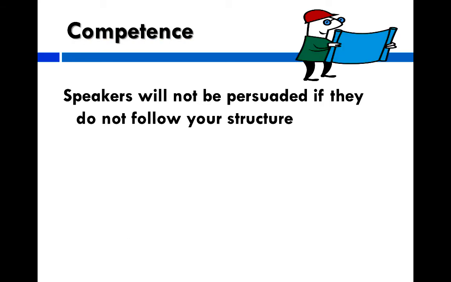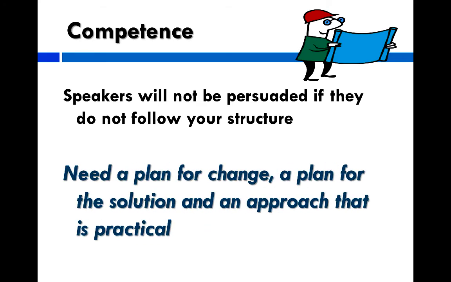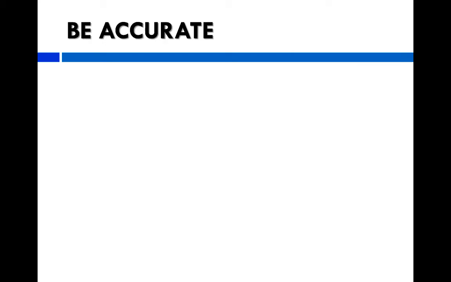Speakers will not be persuaded if they don't follow your structure. So competence and logic, or ethos and logos, go hand in hand. You need a plan for a change, a plan for the solution, and an approach to your argument that is practical and makes sense to the audience. Not only that, you need to be accurate.